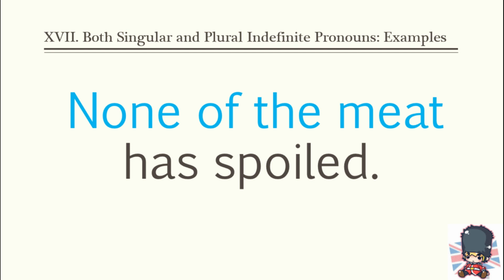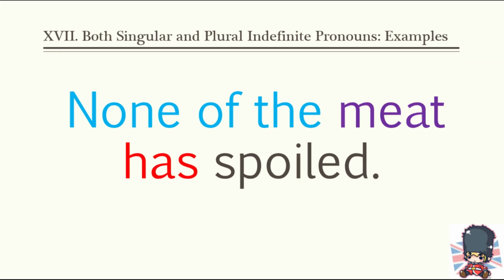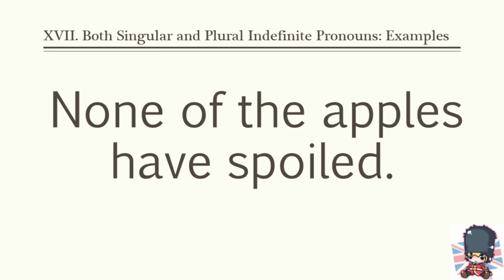So, tingnan mo yung malapit na noun sa tabi ng verb. Meat. Meat is a collective noun. So, singular siya. So, dahil ang gagamitin natin ay has, hindi have. None of the meat has spoiled. Last example. None of the apples have spoiled.